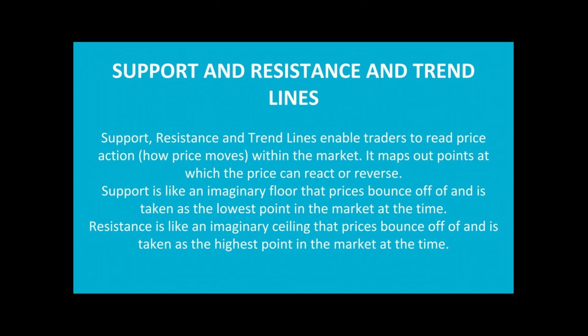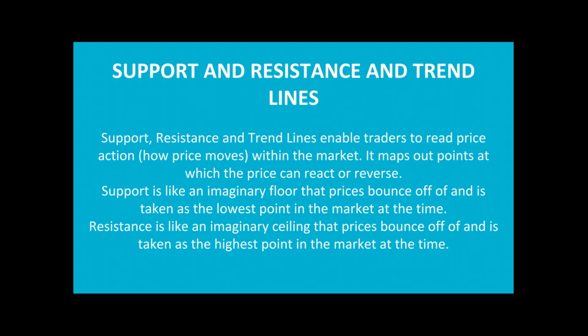Support and resistance and trend lines. These 3 things enable traders to read price action. Price action is how price moves in the market. These support, resistance, and trend lines can map out points at which the price can either react or reverse.